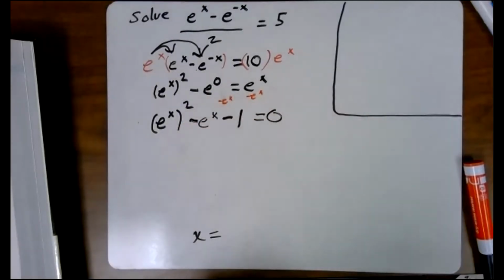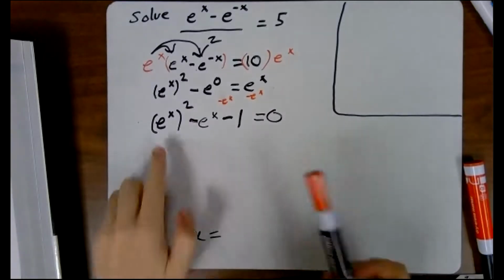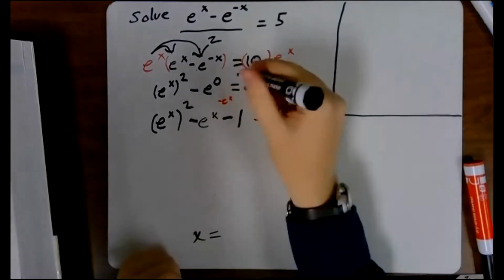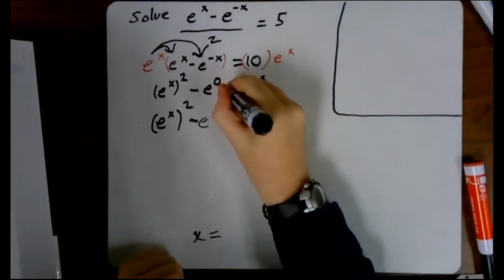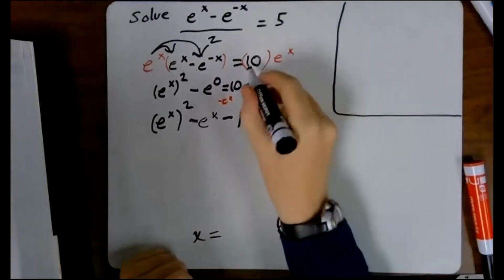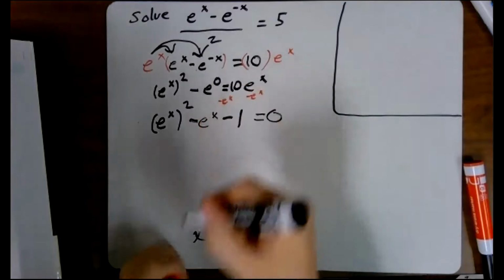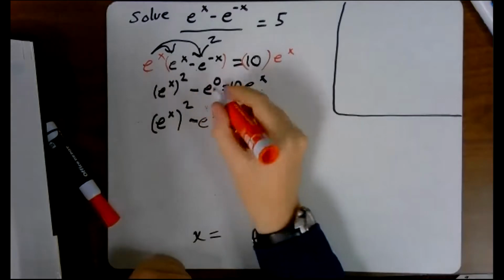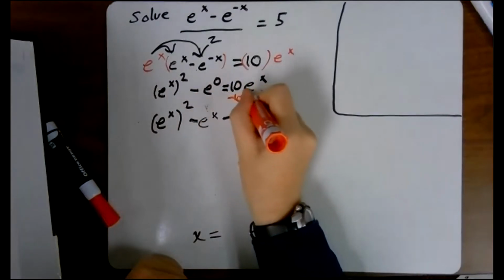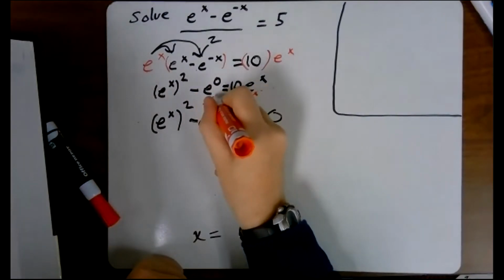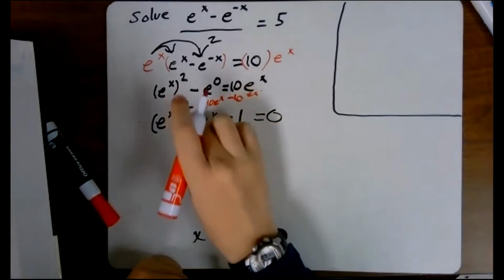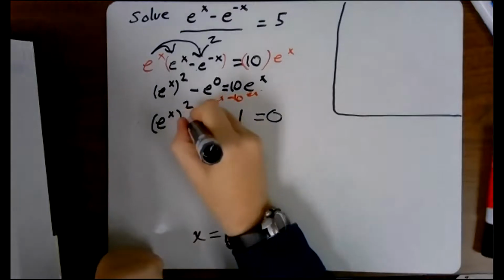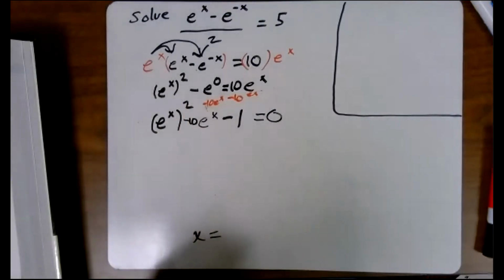Okay. Hey, wait a minute. There was a 10. There was a 10. I totally forgot about that 10. It just kind of fell off. So we're actually subtracting 10 e to the x from both sides. That should be minus 10 e to the x. Here we go. All right.